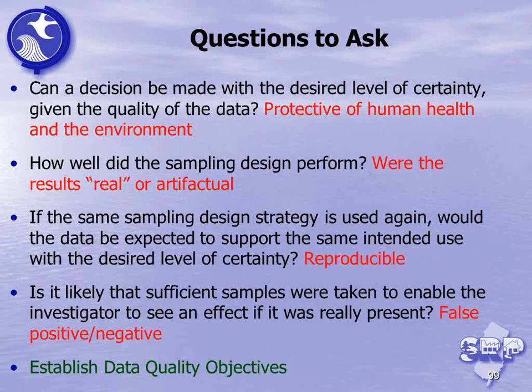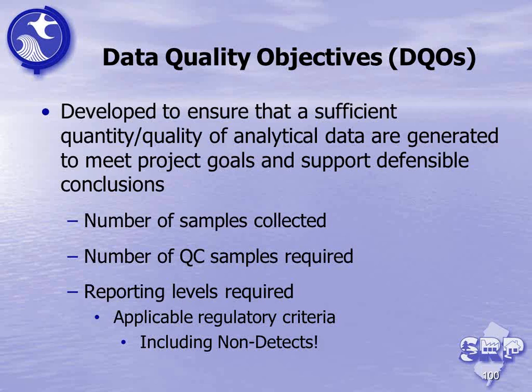Were the results real or artifactual? Did I take the samples in the right place? Did I bias my sample towards an area where I thought they were contaminated, or did I take samples where it wasn't contaminated because I wanted those results? Very important. If I went out and sampled again and used the same strategy, will I get reproducibility in the data? And then, did I take enough samples that I could make these decisions based on the intended use of the data? In order to do that, we got to establish the data quality objectives.